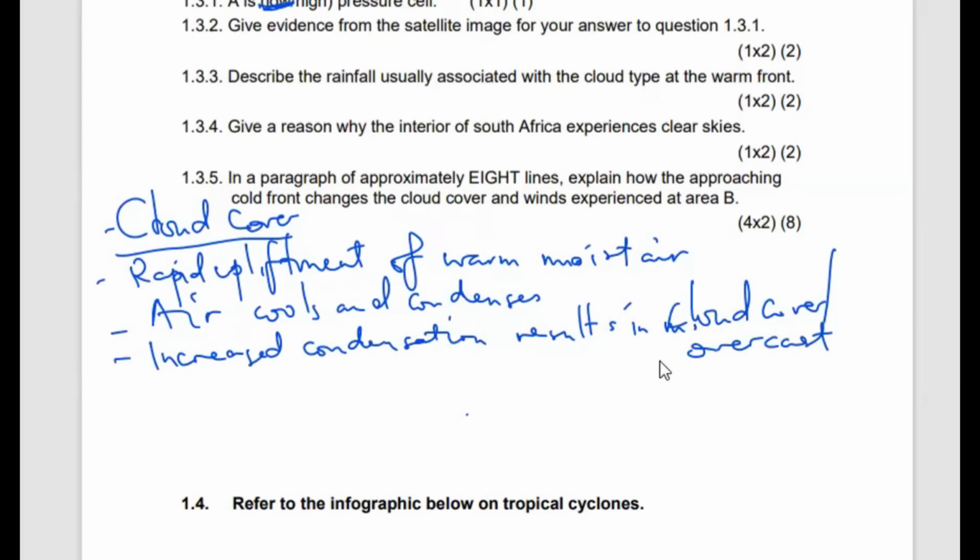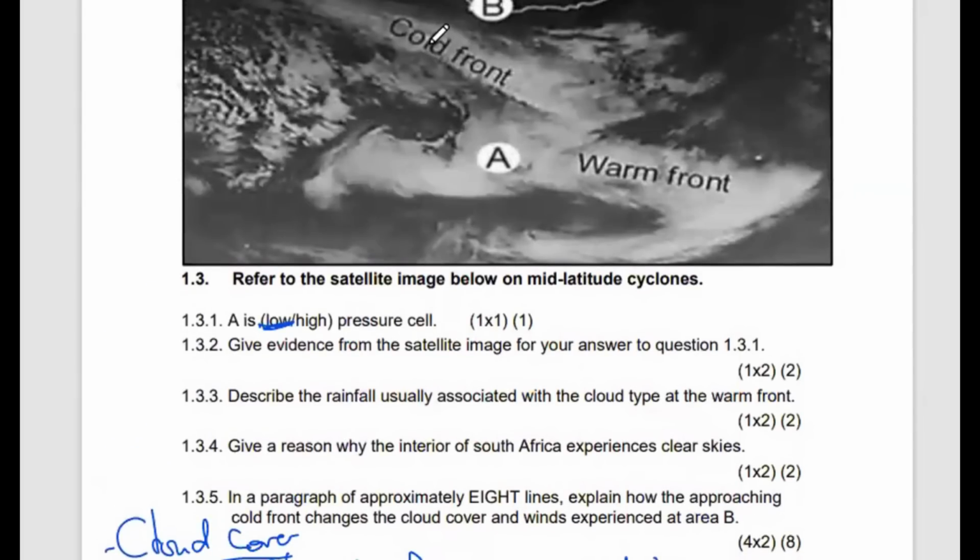Right. So we are saying if the mid-latitude cyclone is reaching area B, like the cold front you are seeing here, and ultimately is approaching the coastal areas, what is going to happen? The warm and moist air over the coastal area is going to be uplifted because of the coming of the cold front. The cold, dense air behind the cold front is going to displace the warm air from the ground surface, and it is going to be forced to be uplifted. And as it is uplifted, it's going to reach condensation level.